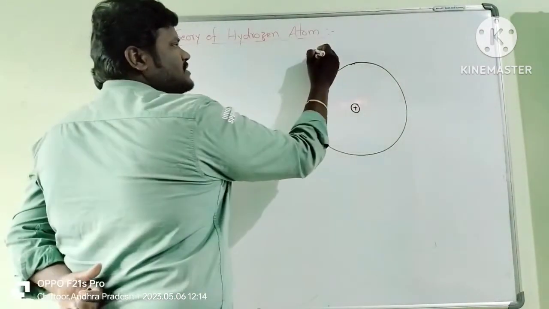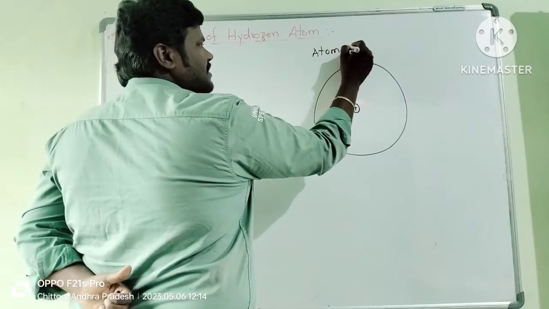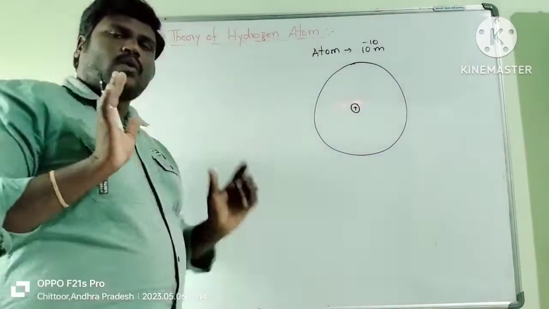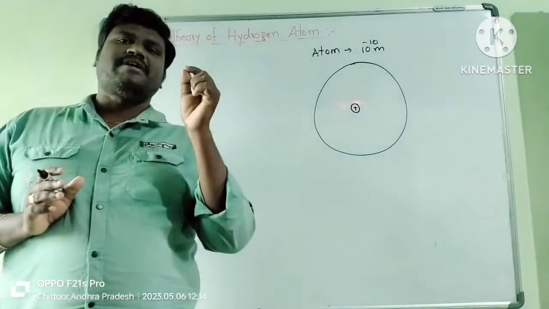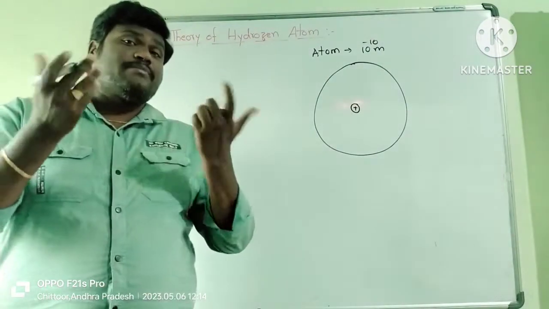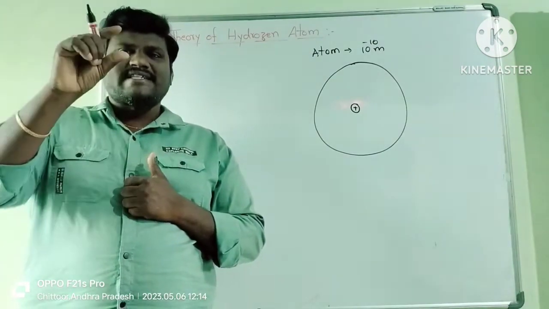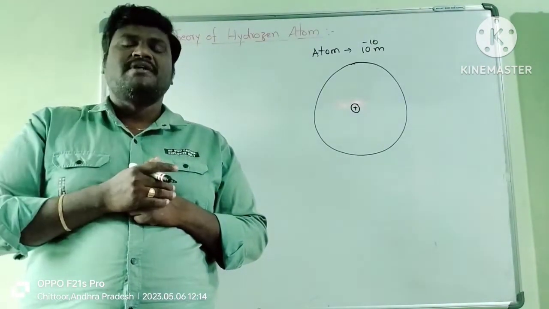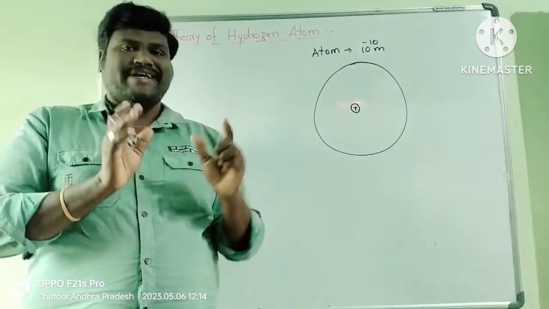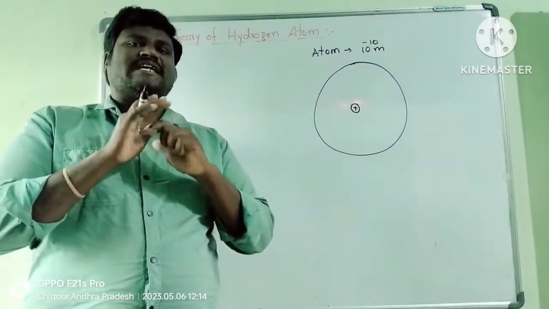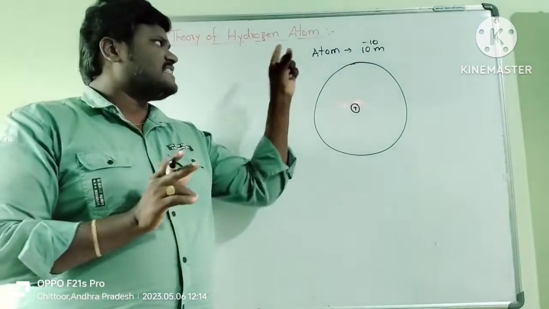Now the atom size, what does the atom size mean? 10 to the power of minus 10 meter. What is an atom? An indivisible particle. When you are not able to divide a particle, if the particle size is exactly 1 angstrom in diameter, or 10 to the power of minus 10 meters, then that particle is indivisible. That means it is an atom.